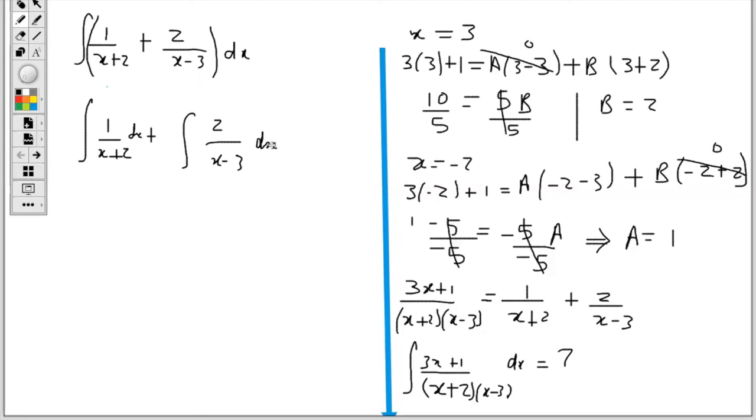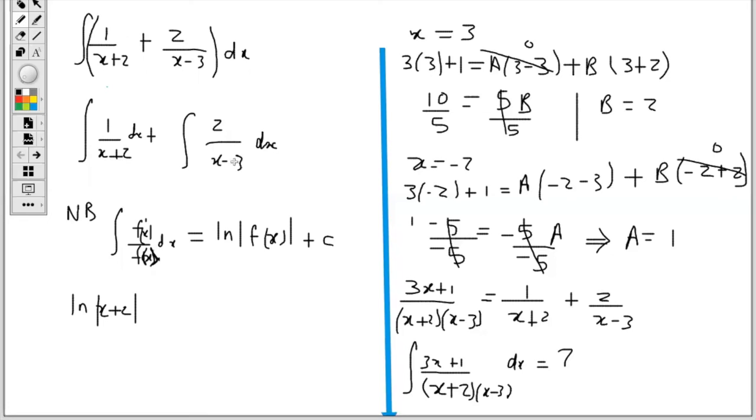Now when we're integrating partial fractions for type 1, we'll use the integral of the fraction form where we have the derivative in the numerator. So f(x) is the denominator and f prime is the derivative of the denominator. When I get this format, it will give me ln f(x) plus c. The first one is in the form where the derivative of x plus 2 is 1. So therefore the integral of this is just ln of x plus 2.